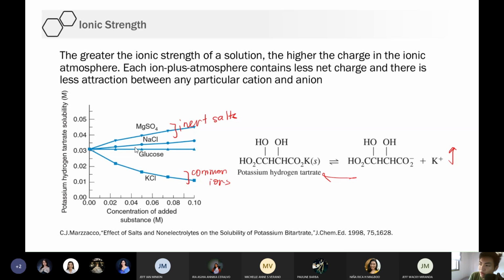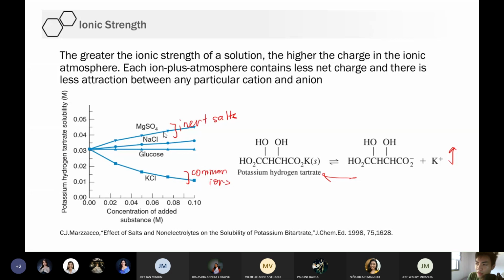And for uncharged species, it has no effect, because it doesn't have any ionic strength. For uncharged species, they will not flood the ionic atmosphere of your ions, so they will have no effect. So that's the idea. That's their recent discovery. This was actually published in 1998.